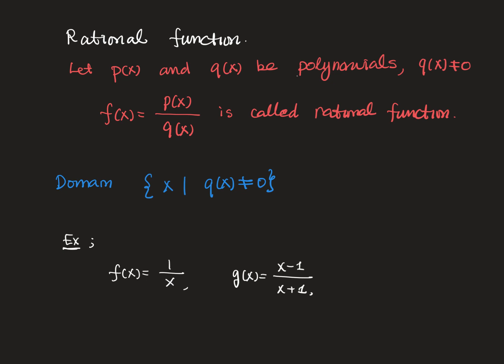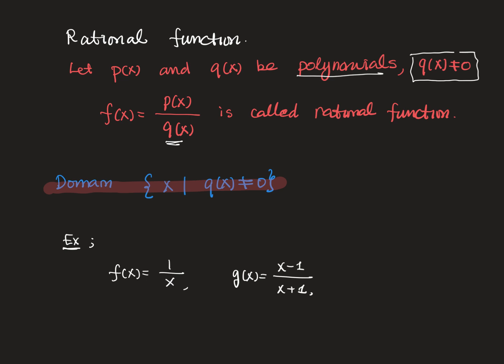P of x is a polynomial function, and Q of x is a polynomial function. But very importantly, the denominator cannot be zero, guys. That's what we call a rational function. A very important concept for rational functions is to always look for the domain. So the domain is very important.